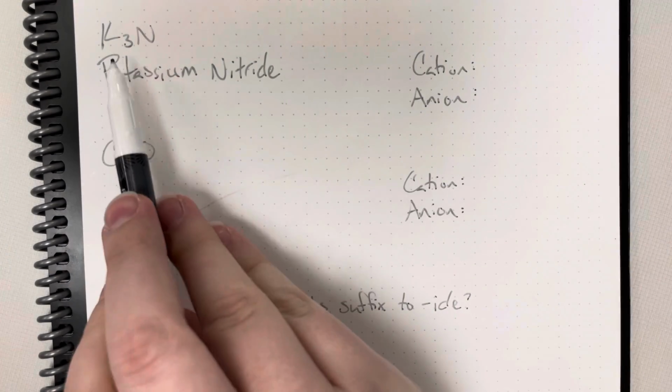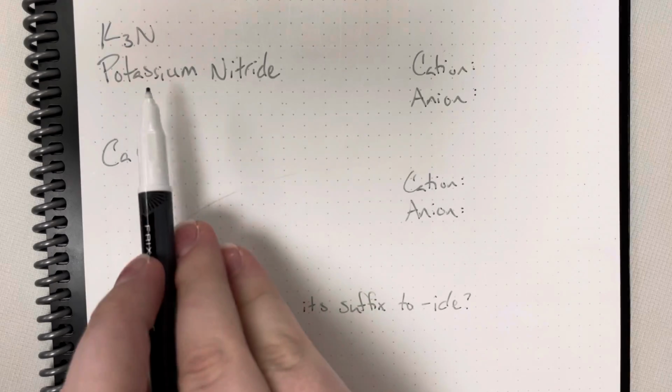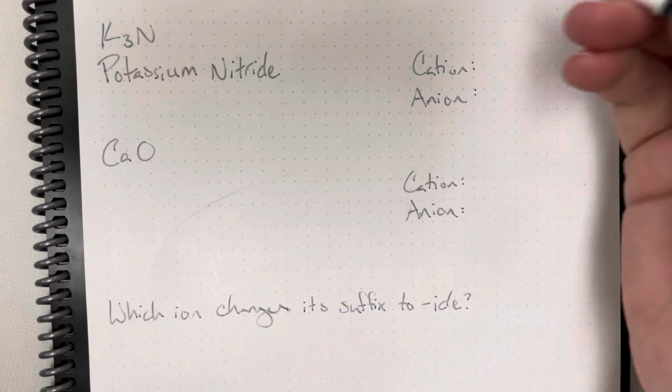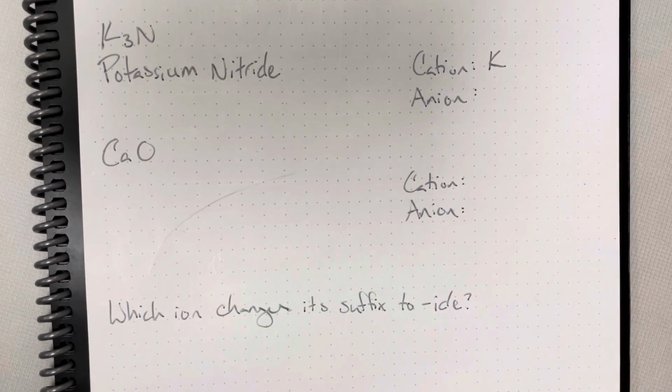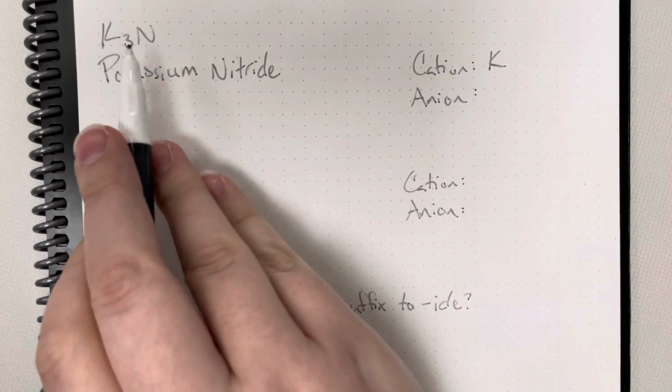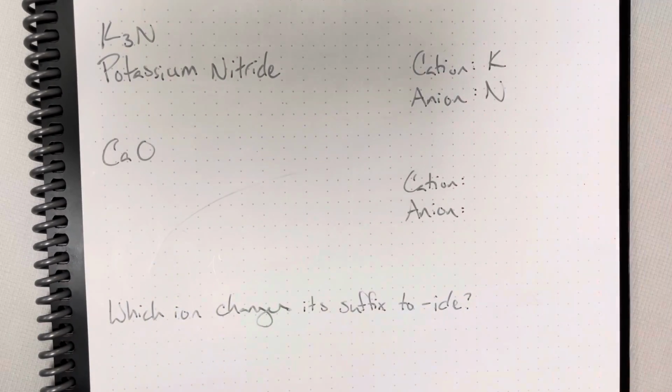The cation for K3N is going to come first. So potassium is my cation. And my anion is going to be whoever comes second. So that would be nitrogen.